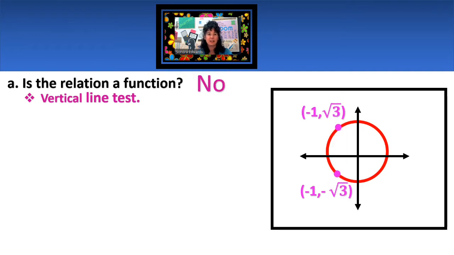A second way to think about that is, does each input x have a unique output y? So notice here that we have root 3 and negative root 3. We have 2 different y values for the same x value, -1. So no, this is not a function.